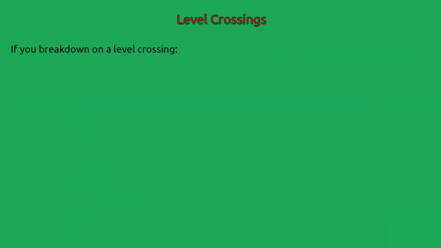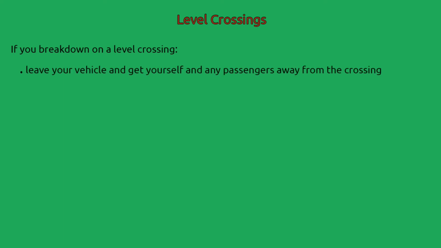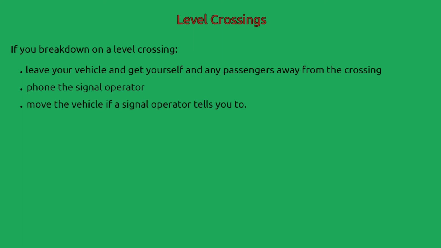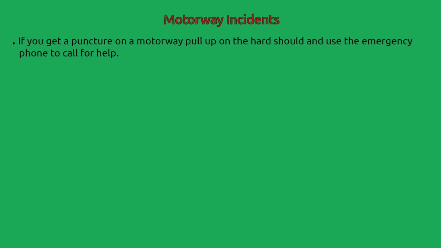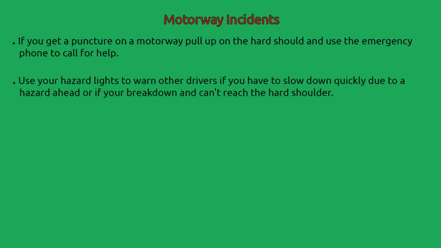Level crossings. If you break down on a level crossing, leave your vehicle and get yourself and any passengers away from the crossing. Phone the signal operator. Move the vehicle if a signal operator tells you to. Motorway incidents. If you get a puncture on a motorway, pull up on the hard shoulder and use the emergency phone to call for help. Use your hazard lights to warn other drivers if you have to slow down quickly due to a hazard ahead or if you break down and can't reach the hard shoulder.